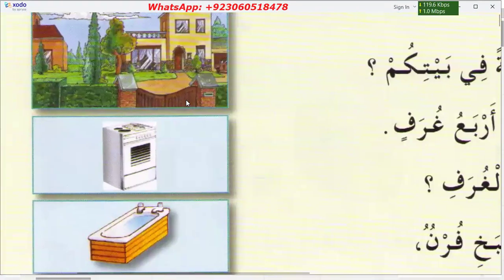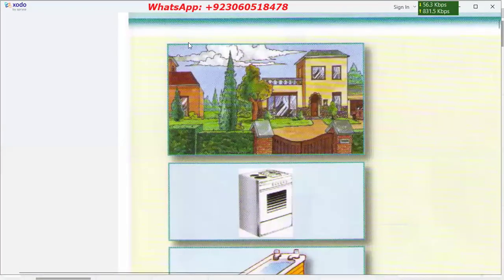Now I will ask you and you will tell me about your house, okay? How many rooms are in your house? Sorry, I want to say two rooms. In my house there are two rooms.